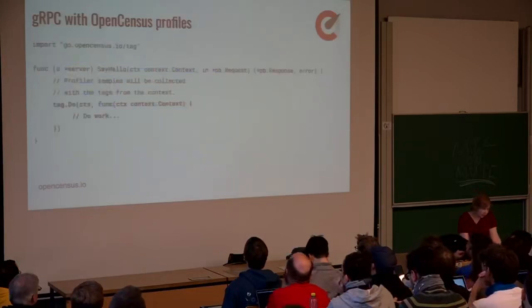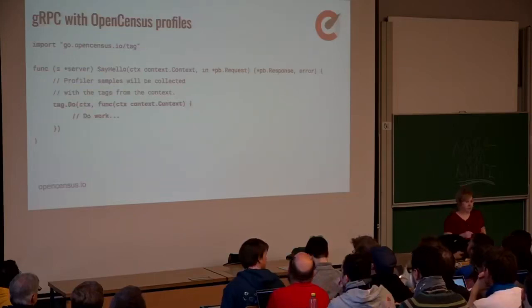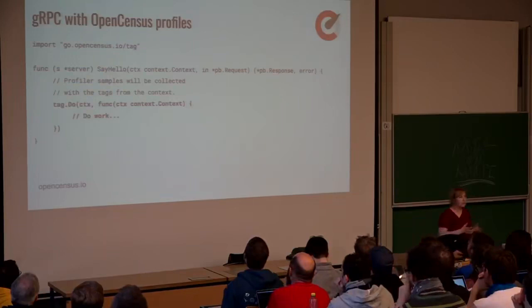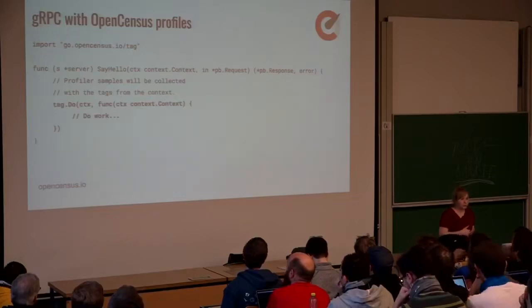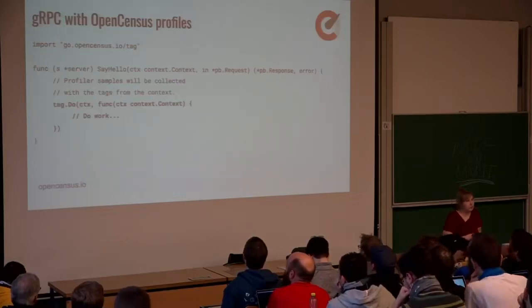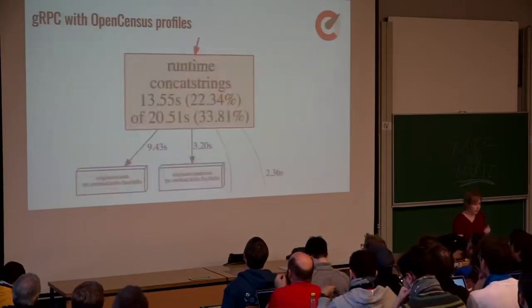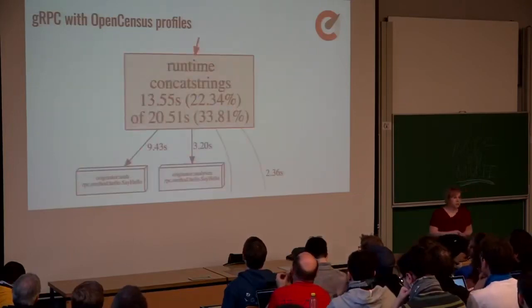And OpenCensus also provides pprof support. If you use tags, we collect CPU samples with the tags inside the incoming context, and then you can see the hotspots in your code for specific requests, RPC names, and so on, with the dimensions you have defined as tags. This is a gRPC server I profiled with OpenCensus.